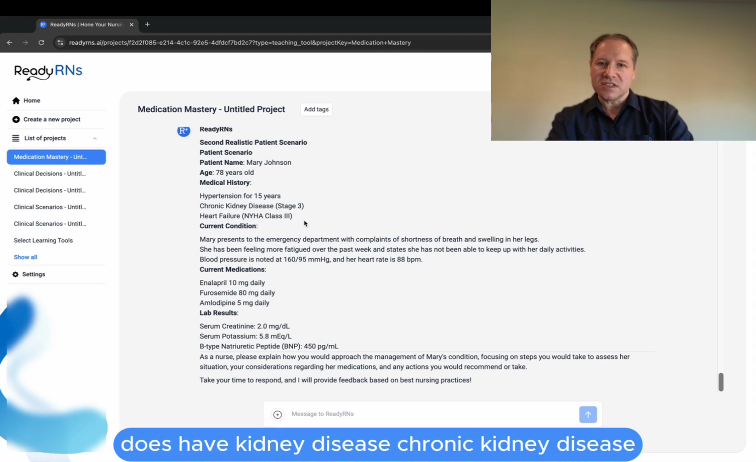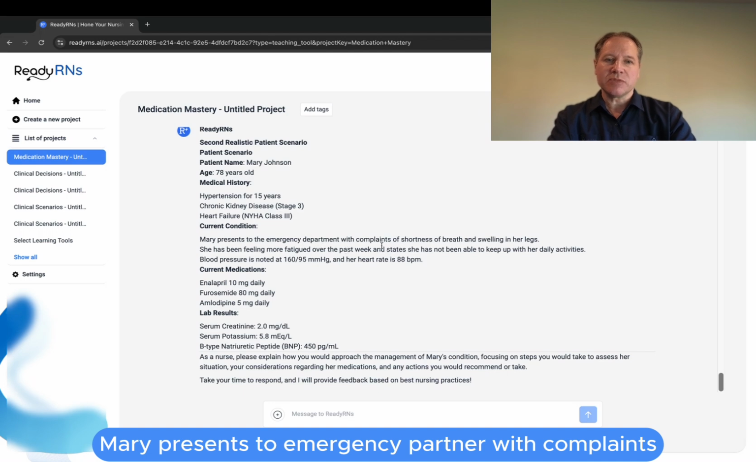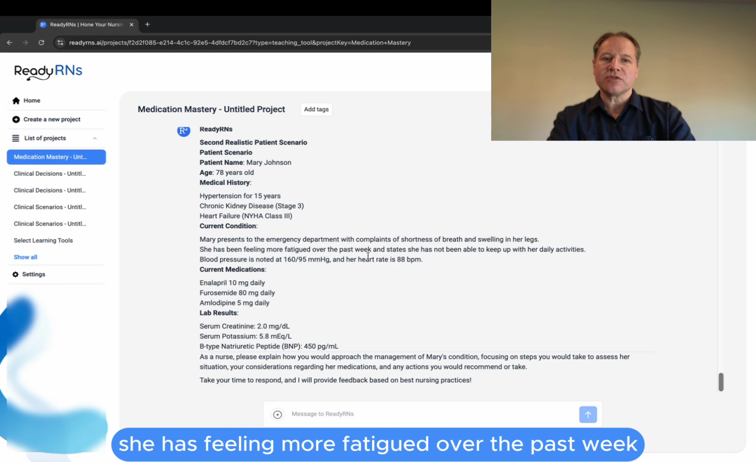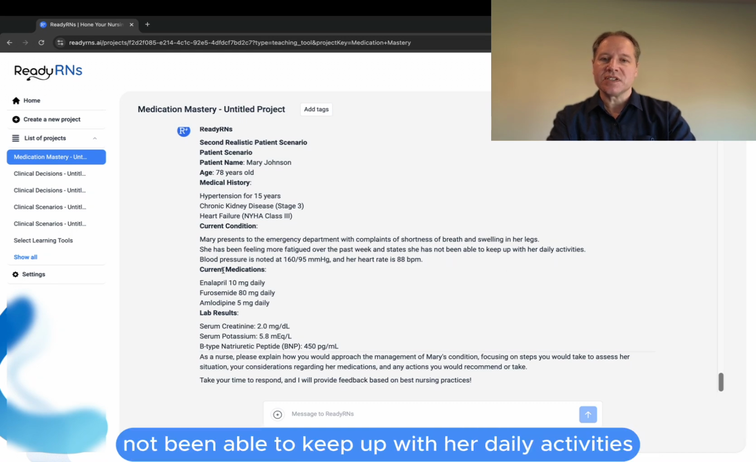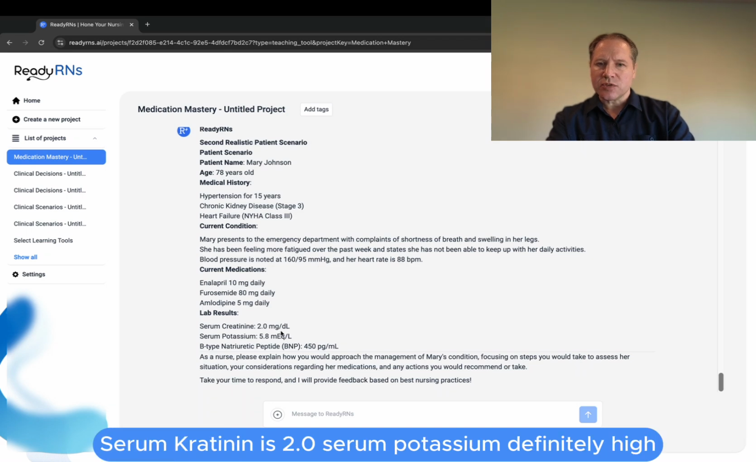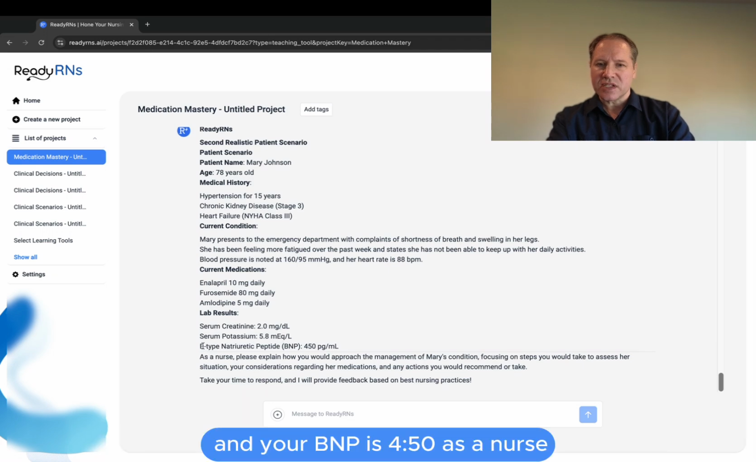disease, chronic kidney disease, heart failure. Mary presents to the emergency department with complaints of shortness of breath and swelling in her legs. She has been feeling more fatigued over the past week and states she has not been able to keep up with her daily activities. Blood pressure is noted at 160 over 95 and her heart rate is 88. And she is on these medications. Serum creatinine is 2.0, serum potassium definitely high, and her BNP is 450.